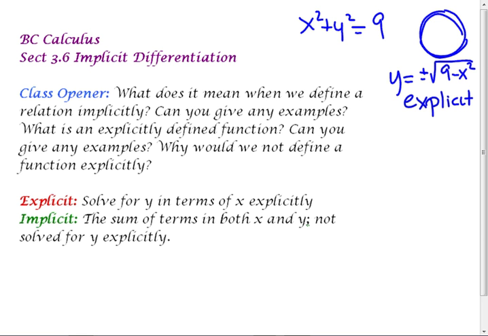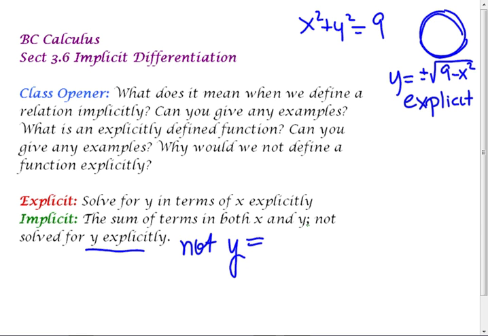Well, in math, I don't mind the implicit ones because I'm not going to solve for y explicitly. I'm just going to leave it like that and take the derivative. And that's why it's so important to know what we mean when we take a derivative. So explicit is solving for y in terms of x. Implicit is the sum of the terms in both x and y, not solved for y explicitly. So not y equals, okay? And a lot of times, it's easier to do it implicitly than explicitly.